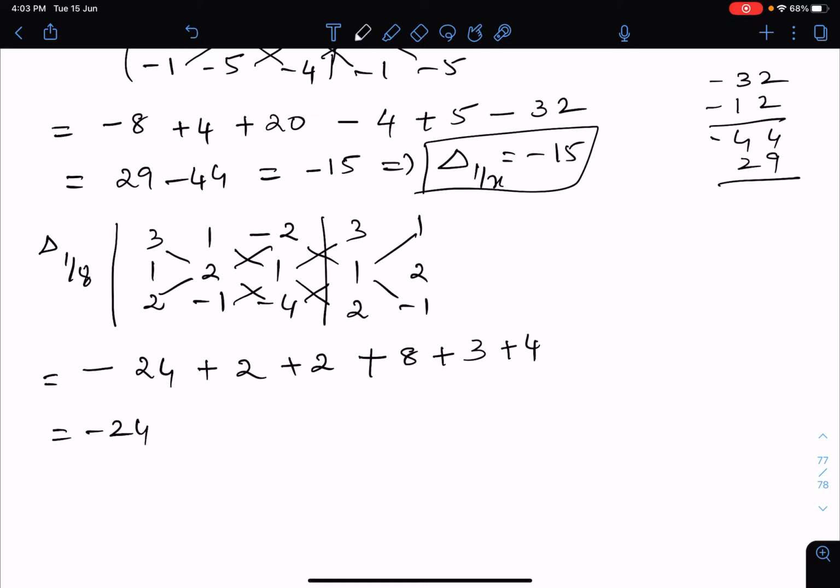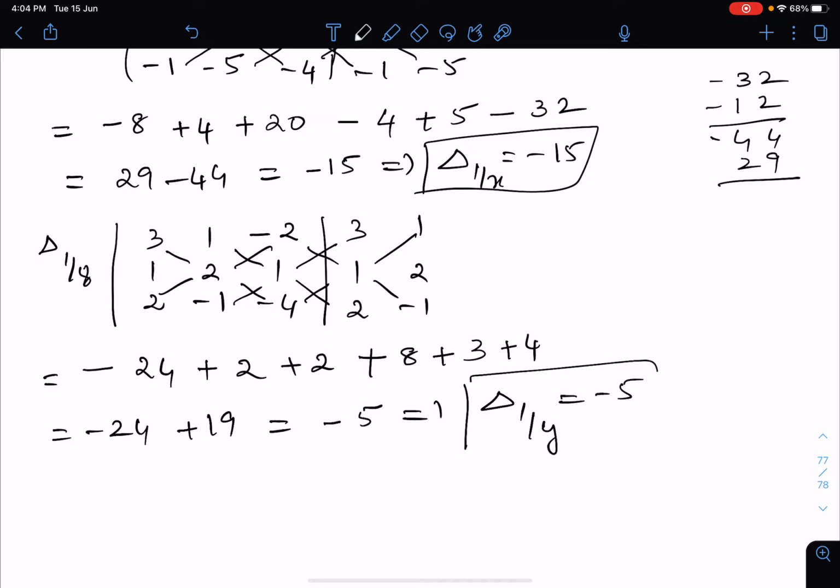The remaining you are going to add everything. 4 plus 4, 8, 8 plus 8, 16 plus 19. Your answer is going to be 24 minus 19. This is for del 1 by y, isn't it? So that is going to be minus 5, which implies del 1 by y equal to minus 5 is your answer.